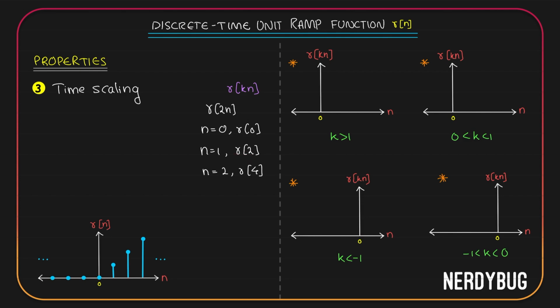R of 2 now doesn't come at 2, it already comes at 1. R of 4 doesn't come at 4 anymore, it is coming at 2 itself. So it's getting faster and our graph will look like this.